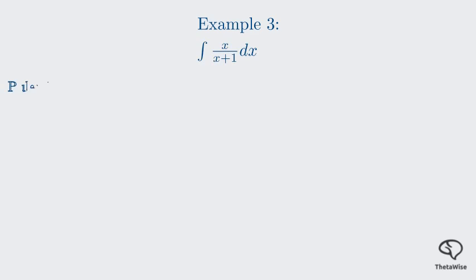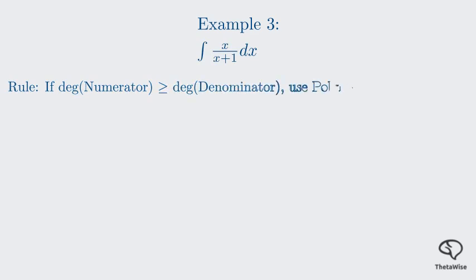The general rule to remember is this. When the degree of the numerator is equal to or higher than the degree of the denominator, our first step should be polynomial long division. This simplifies the fraction into a form we can easily integrate. So let's divide x by x plus 1.